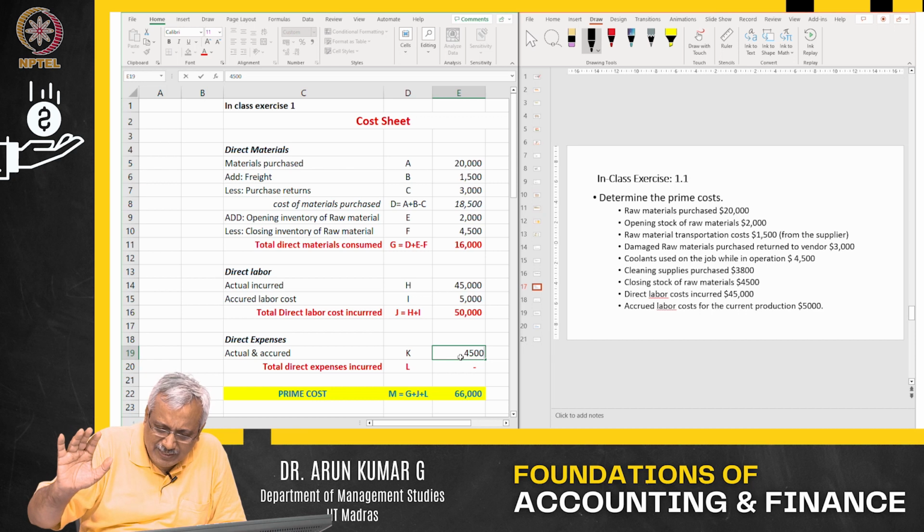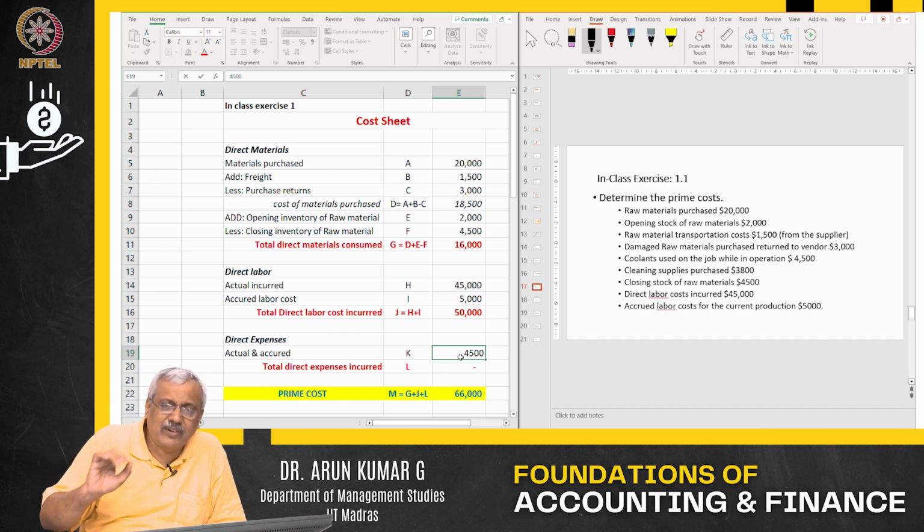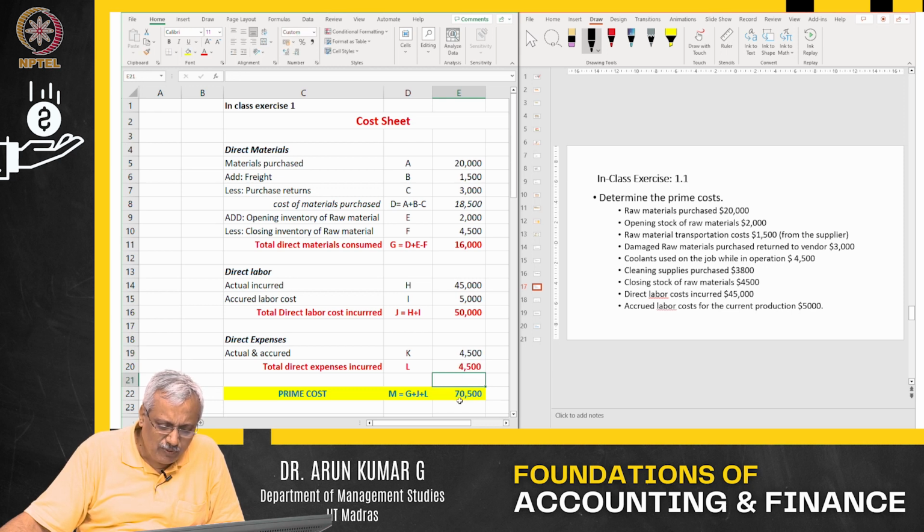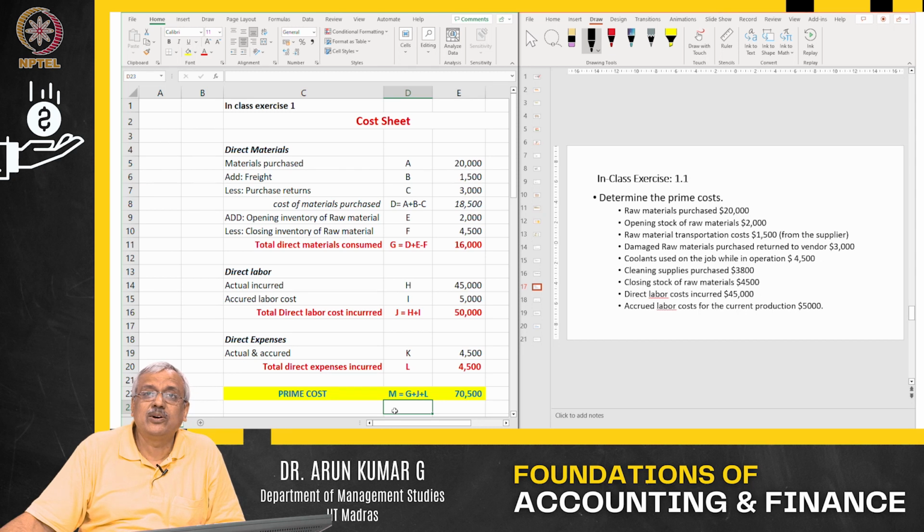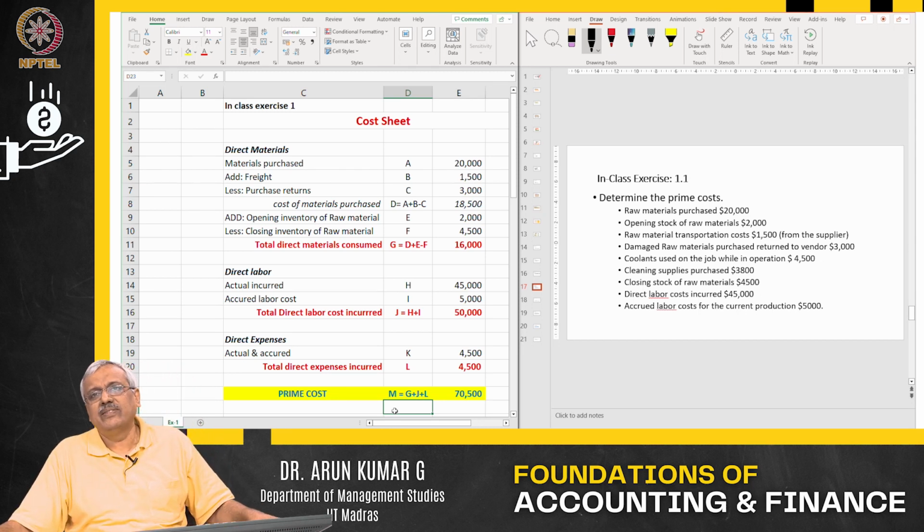Cleaning supplies, I have explained, I am not considering. Closing stock of raw material 4,500, we have already accounted for. Direct labor cost of 45,000 and accrued labor cost of 5,000, we have accounted for. So, now what happens? Your prime cost becomes about 70,500 in this particular case, and that is what we have done out here.